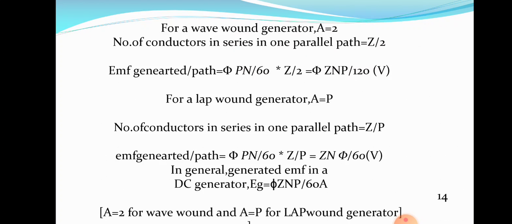So this is the EMF equation of a DC generator, φZn by 60 into P by A, or φZnP by 60A. Okay, I think it is clear.